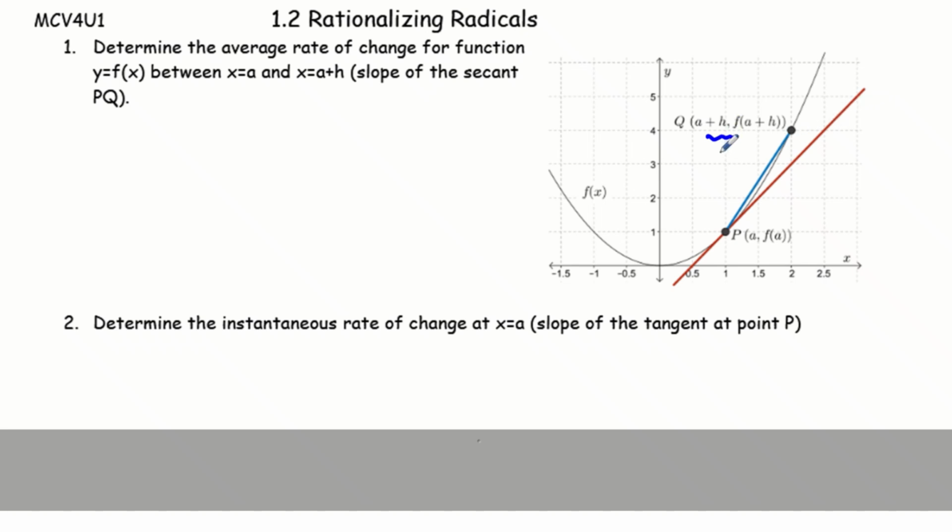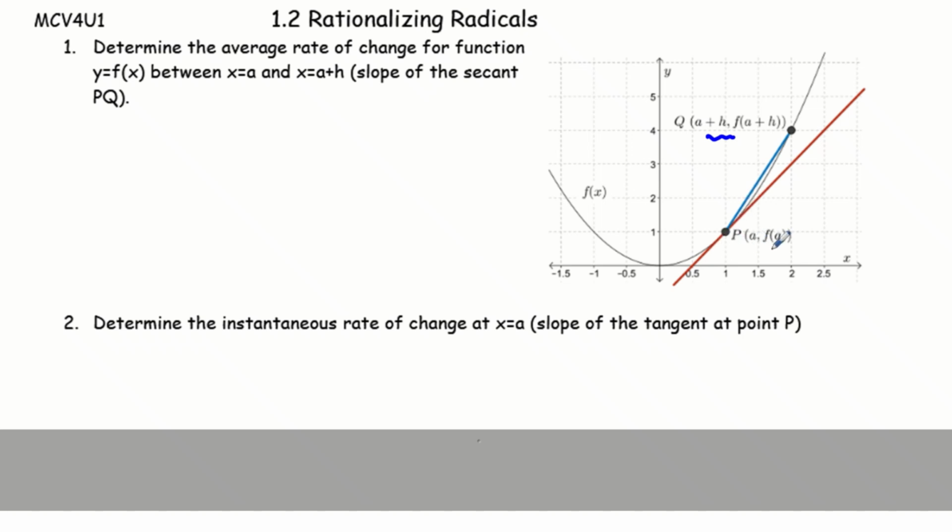We want h to approach 0, then the point Q will get closer to point P, and then we are able to find the slope of the tangent. That is the red line. The tangent line is a line that touches the graph at exactly one point. It does not intersect the graph at that point, it touches, okay? If it intersects, we could draw a random line, but touching means it gets closer to that point, and that line we call tangent.